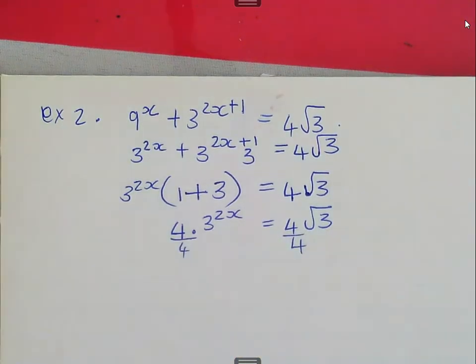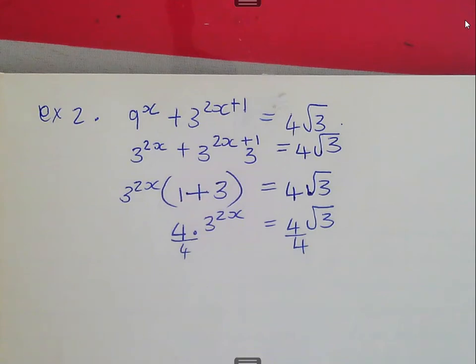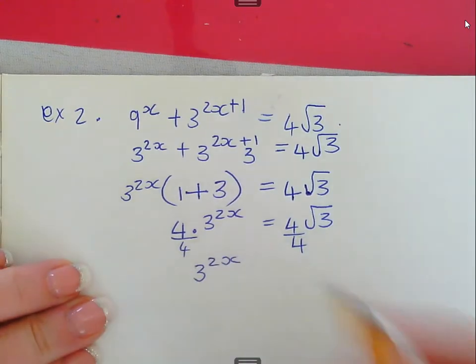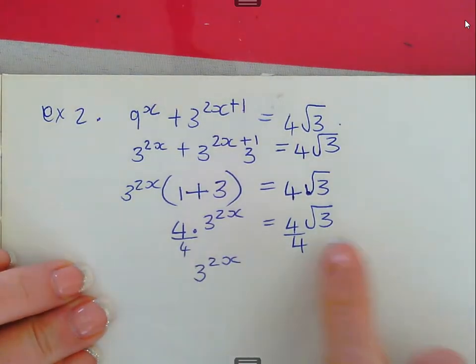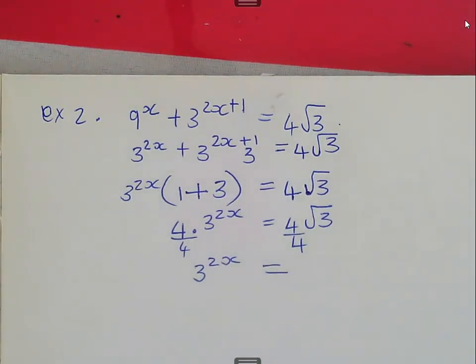Alright, you can see what I'll be left with, né? 3 to the power of 2x and the square root of 3. So the one is exponential, the one is surd. What should I do? Here I'll have 3 to the power of 2x. Here I'm going to have square root 3. So the one is exponential, the one is surd. I cannot work when things are in different formats.